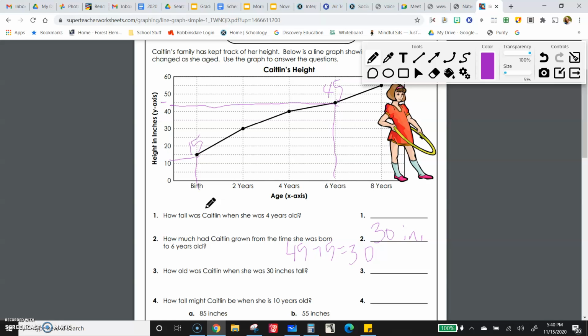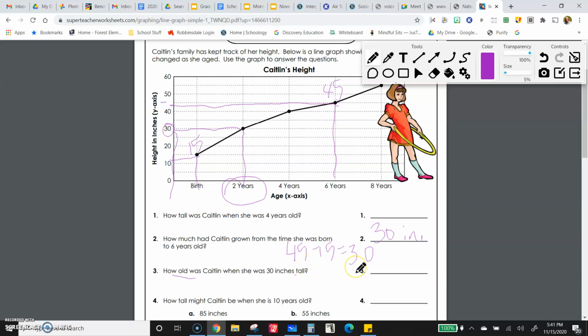All right, how old was Caitlin when she was 30 inches tall? Well, in this case, I want to go to 30 over here and say, okay, 30 inches. How old was she when she got that tall? Let's go look on our graph. Oh, that's where the dot is. So that meant she was 2 years old when that happened.